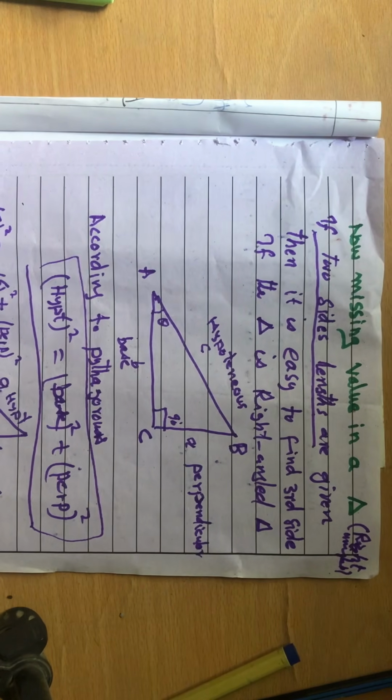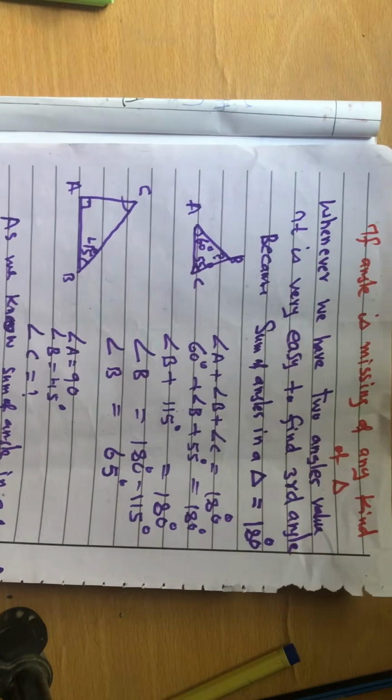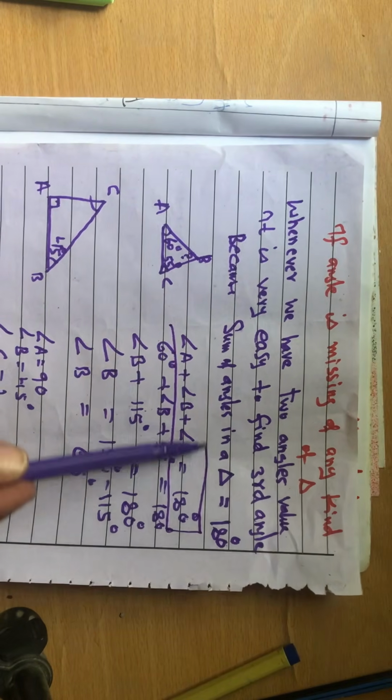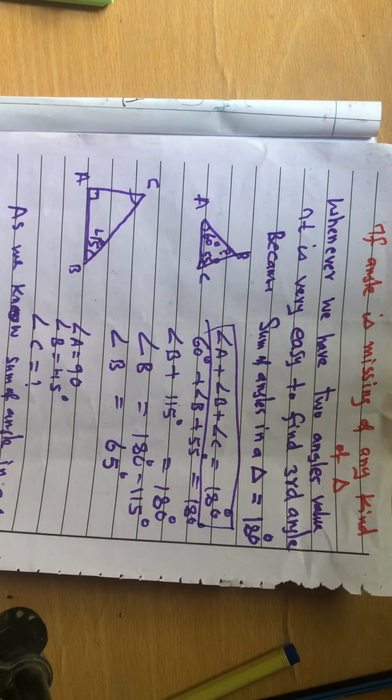Remember, these are the basic points. We must know how to find the sides and how to find the angles, if two sides or two angles are given. We will study later how to find it if one side and one angle is given.